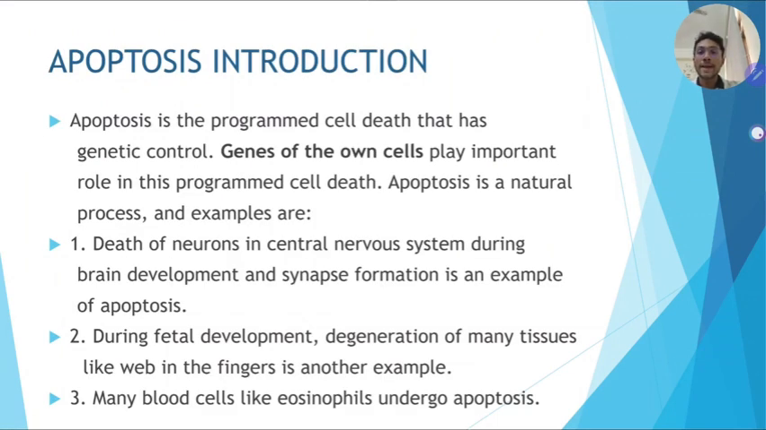Introduction of apoptosis. Apoptosis is the programmed cell death that has a genetic control. The genes of the cells themselves play an important role in this programmed cell death. Apoptosis is a natural process, and common examples of apoptosis are the death of neurons in the central nervous system during brain development and synapse formation. During fetal development, the degeneration of many tissues, like the web in the fingers, is another example of apoptosis, and the most common example is that many blood cells like eosinophils will undergo apoptosis.